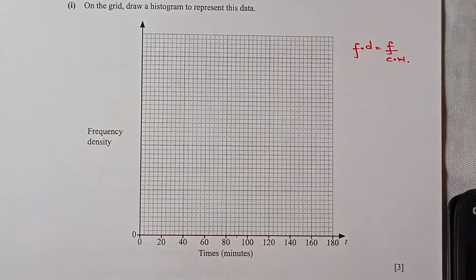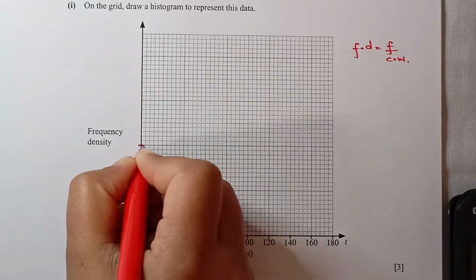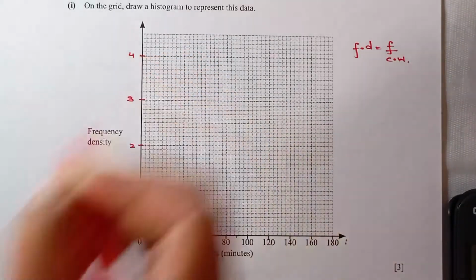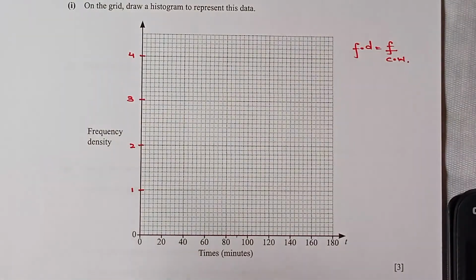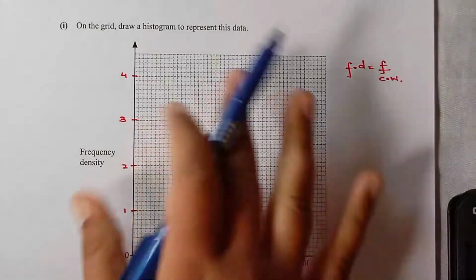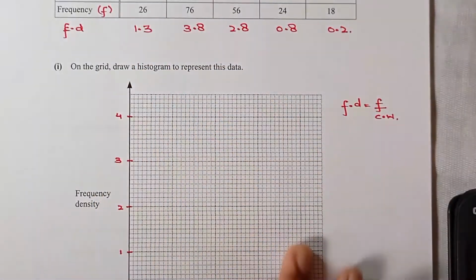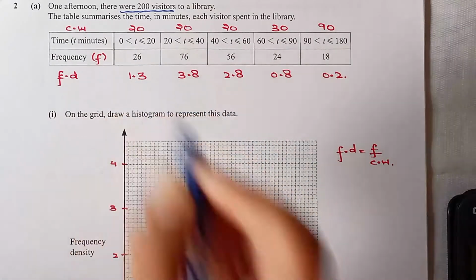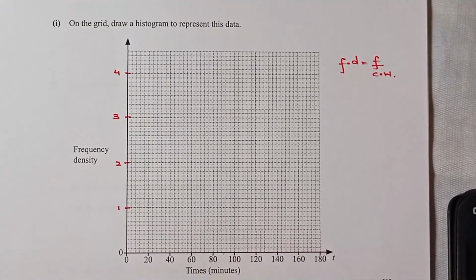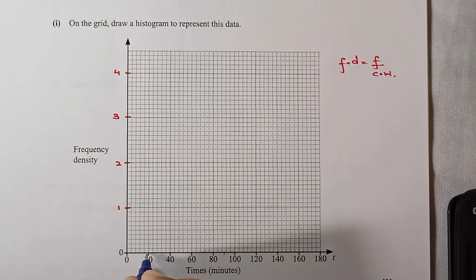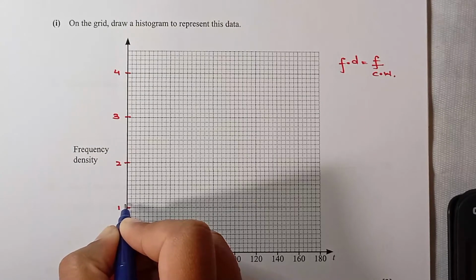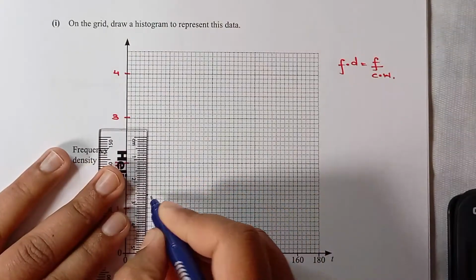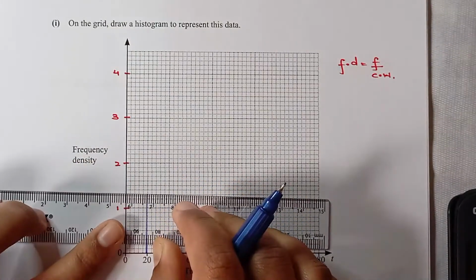Going to the grid, let me consider this is 1, this is 2, this is 3, and this is 4. When the time is from 0 to 20, as you can see in the table, the frequency density is 1.3. So for 0 to 20, it is 1.3, with 1, 1.1, 1.2, 1.3, this point. Let me draw the histogram.